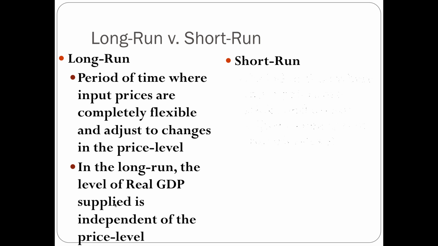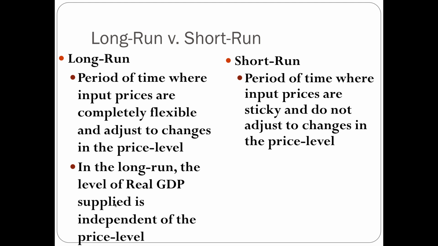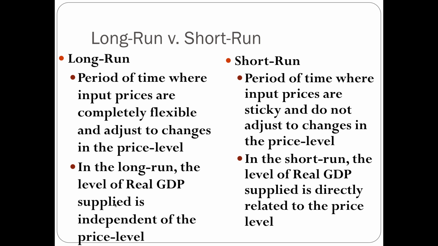This is different than the short run. This is the period of time where input prices are sticky and do not adjust to changes in the price level. So in the short run, the level of real GDP supplied is directly related to the price level. When we think of long run versus short run, we're not going to think of a particular amount of time. We're going to think that in the short run, input prices are sticky and they're not going to adjust to changes in the price level. And in the long run, input prices are flexible and they will adjust to changes in the price level. And then the suppliers are going to adjust to that.